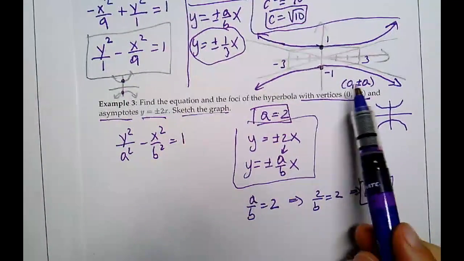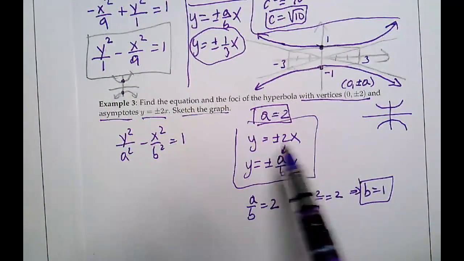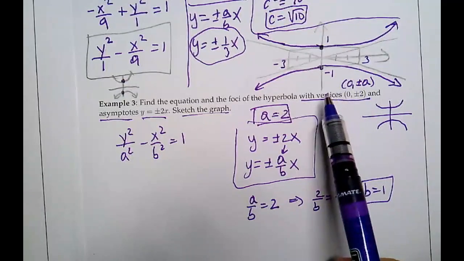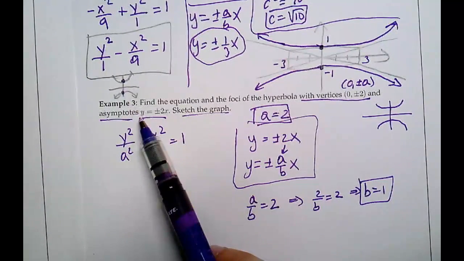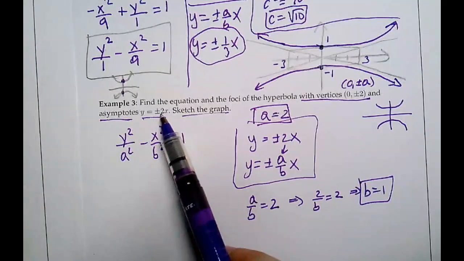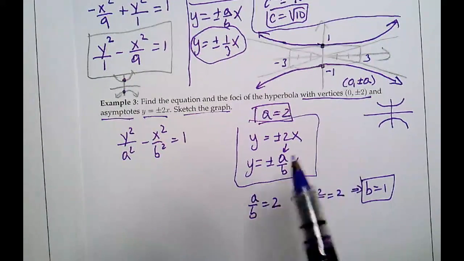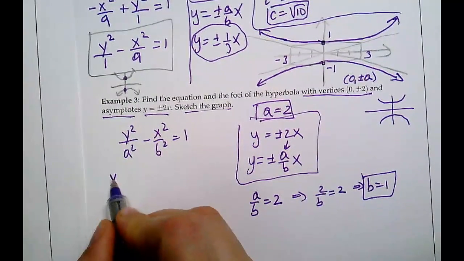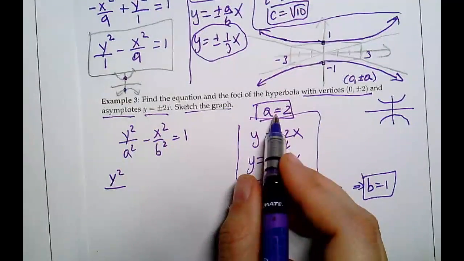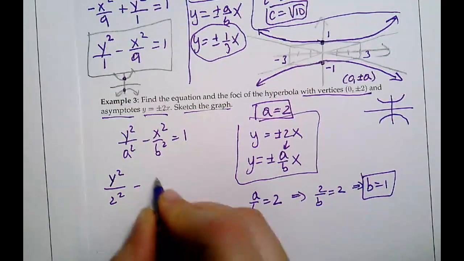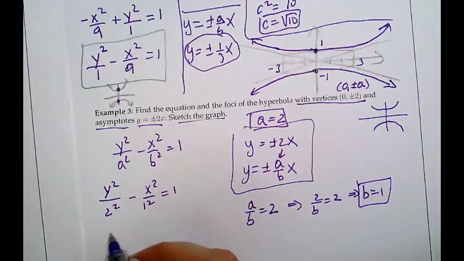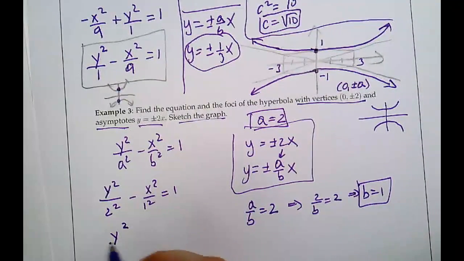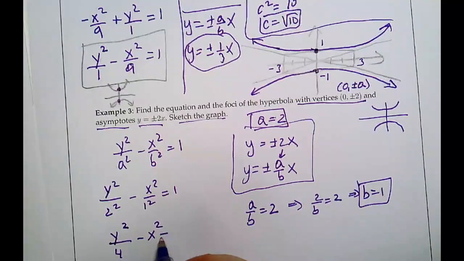So they gave you enough information to solve for what you need. From the fact that the vertices are 0 plus or minus 2, we got that a equals 2. From the fact that the asymptotes are plus or minus 2x, we got that b is 1. So I can write the equation now. It's going to be y squared over 2 squared, minus x squared over 1 squared, equals 1. So the equation is y squared over 4 minus x squared equals 1.